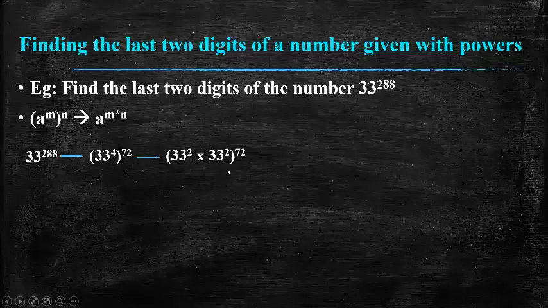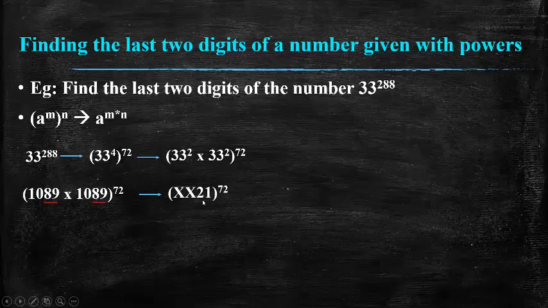Why am I writing it as a square? It is pretty easy to remember the square values up to a minimum of 40 to 45. 33 square is actually 1089. For simplification, I'm rewriting 33 power 4 as 33 square into 33 square. So 1089 into 1089, and I focus only on the last two digits. When I do this, the last two digits are 21. So 33 power 4 has the last two digits 21.